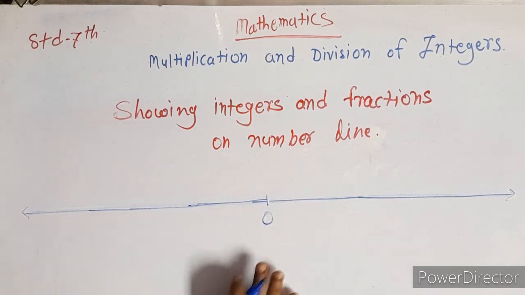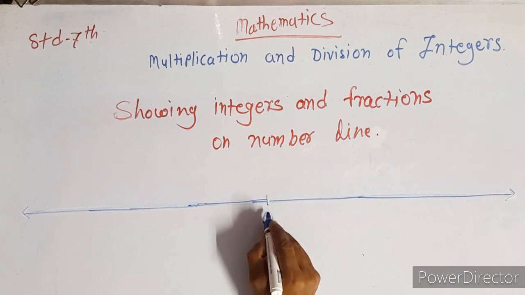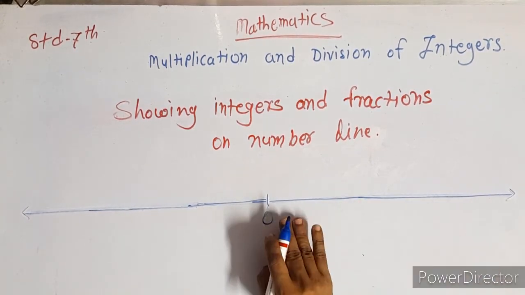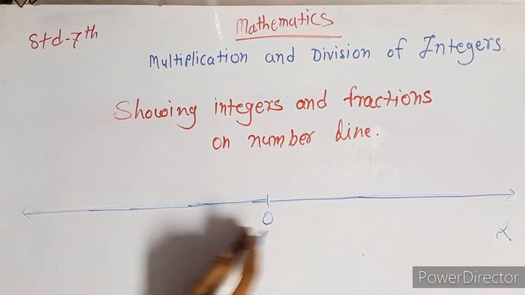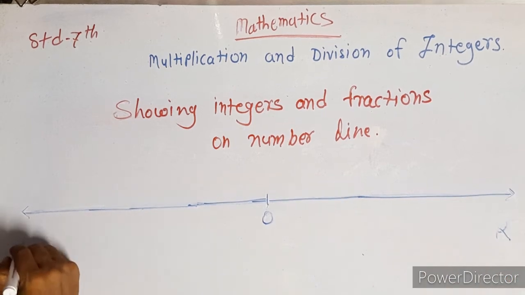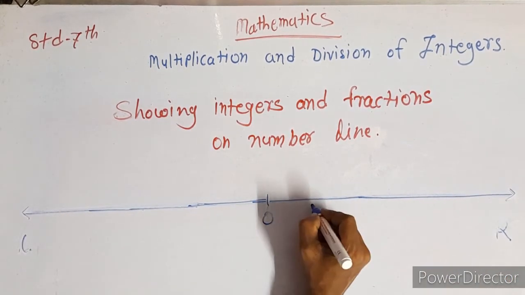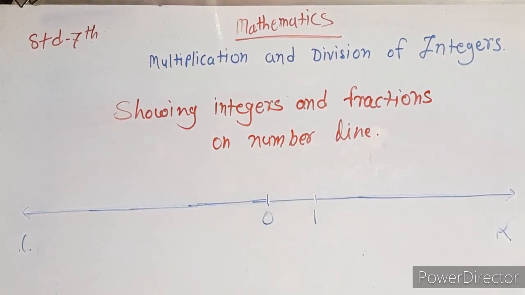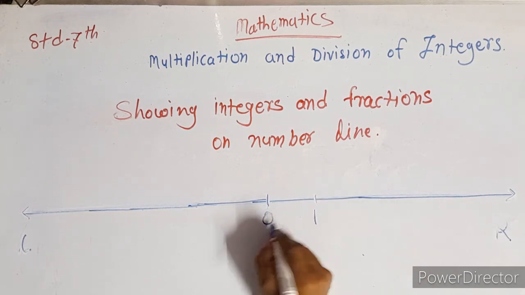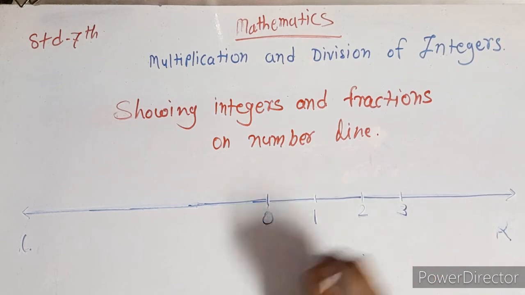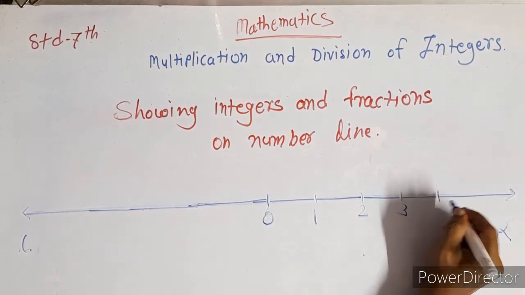Now we learn about the number line, showing the integers and fractions on the number line. Now 0 is the origin point, the midpoint. One side is right and the other side is left. To your right hand, right side, and to your left hand, left side. Now from 0, 1 unit distant on the right side is positive 1. Next, from 0, 2 unit distant is 2. 3 unit distant is 3. 4 unit distant is 4.